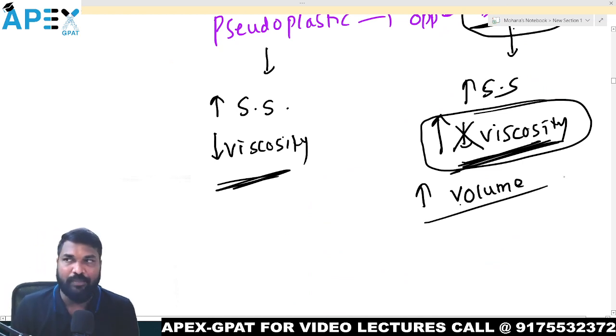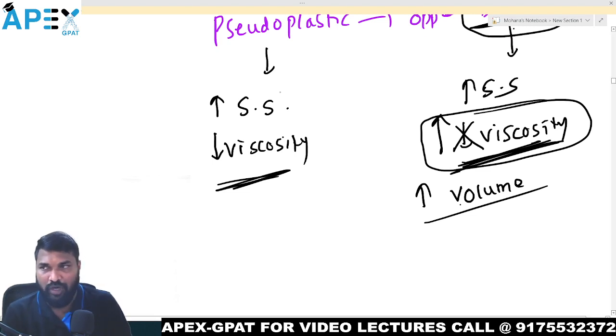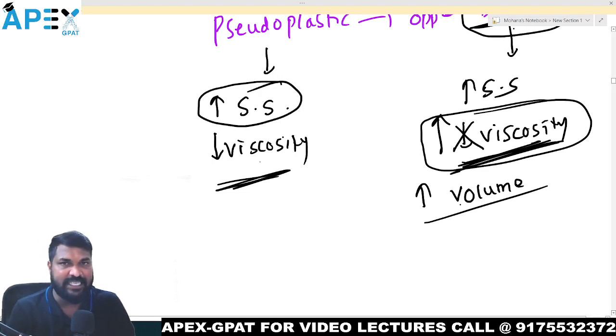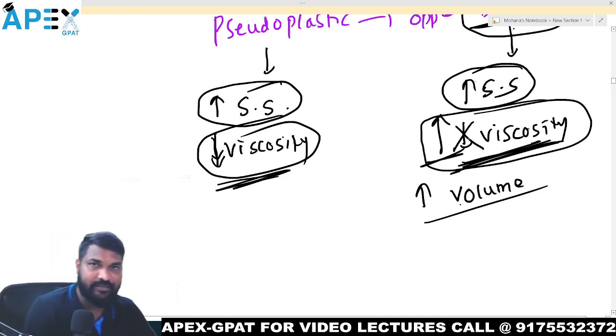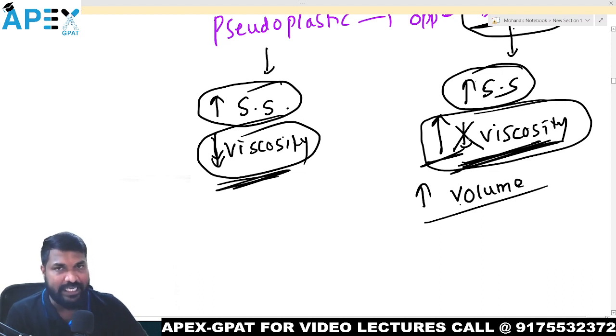It is very simple. The difference between the pseudoplastic flow and the dilatant flow. In the pseudoplastic flow, as you increase the shear stress, viscosity decreases. In the dilatant flow, as you increase the shear stress, viscosity increases. Here viscosity decreases, here viscosity increases.